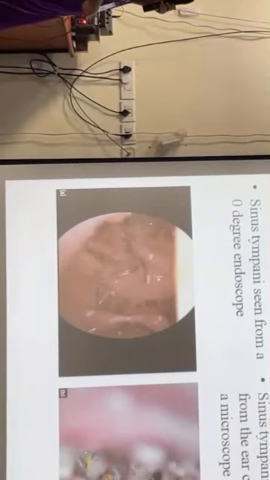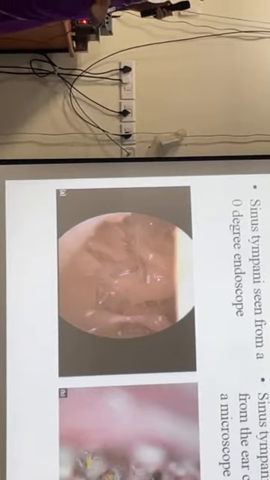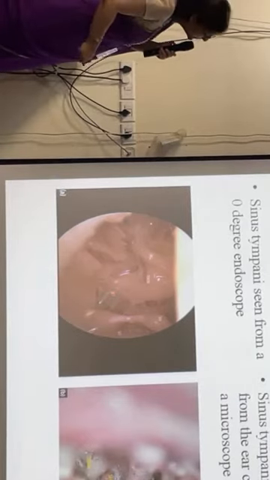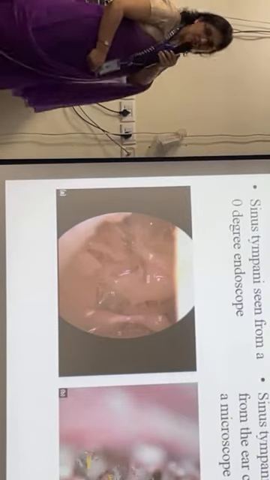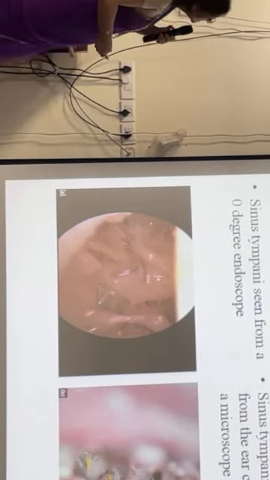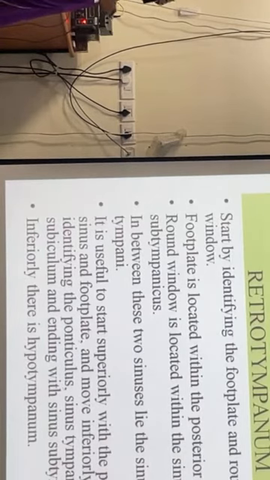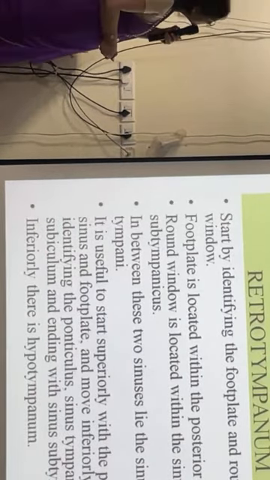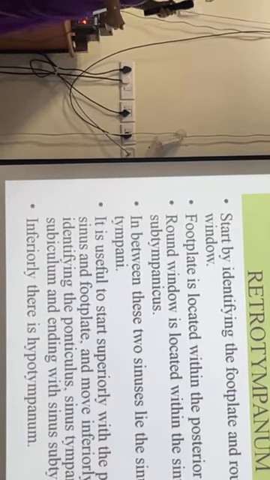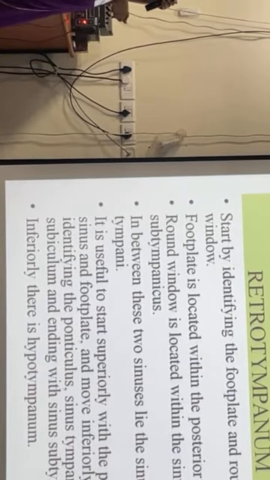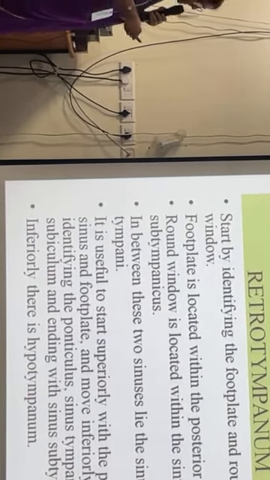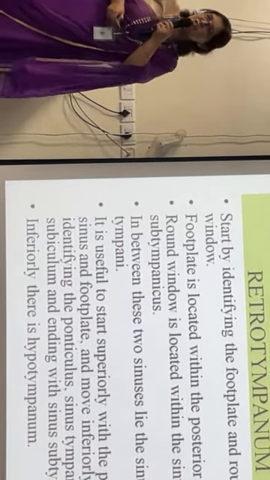So here we can see the difference. We have to see the posterior sinus tympani area with an endoscope, and here how limited a view we are getting with a microscope. If we have to do dissection of the retrotympanum, we start by identifying the footplate and the round window. The footplate is located, the round window is located, and in between the two is the sinus tympani, and step by step we shall remove the cholesteatoma.